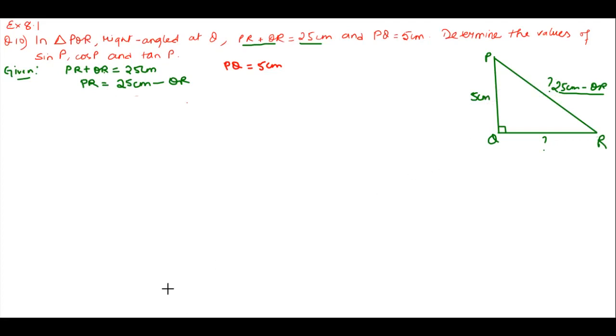So now let us use Pythagoras theorem, because we have two pieces of information: PQ is equal to 5 centimeter and PR is equal to 25 centimeter minus QR. Even this is an information, right? So we can also consider this. So now we'll use Pythagoras theorem and then find out the missing side.